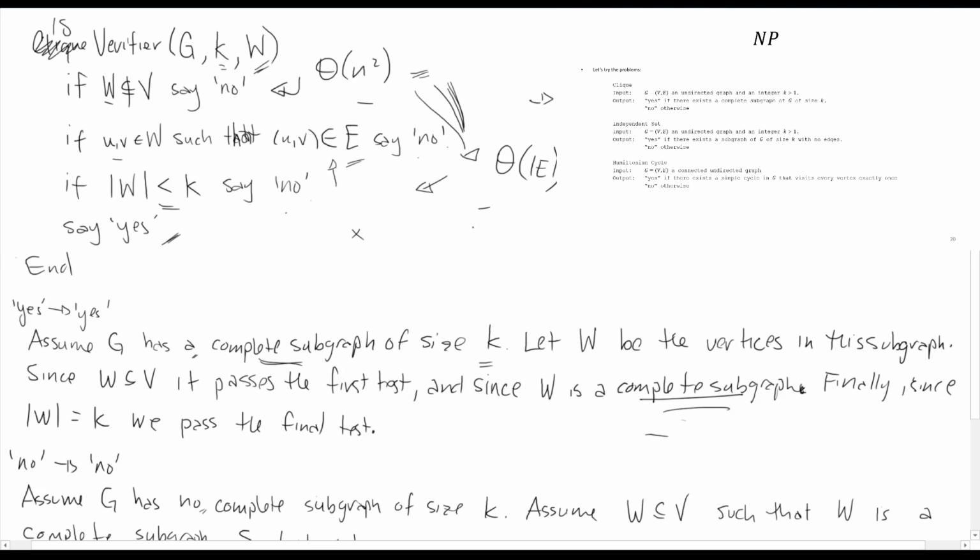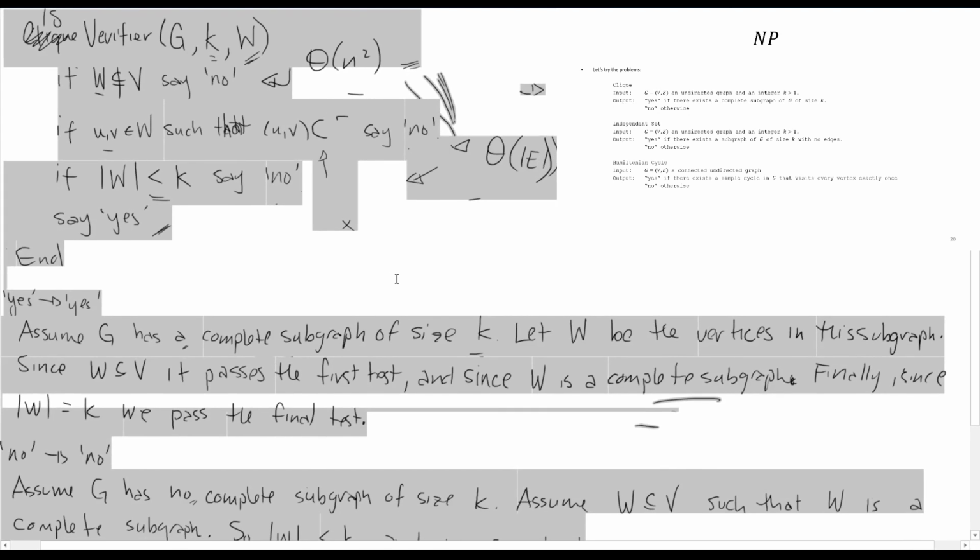So independent set and clique are very closely related. We showed directly that clique was in NP, but due to their close relationship, hopefully we can see that indeed independent set is also in NP.